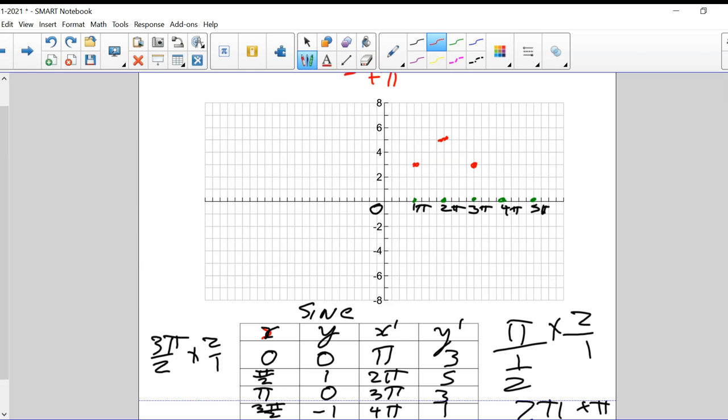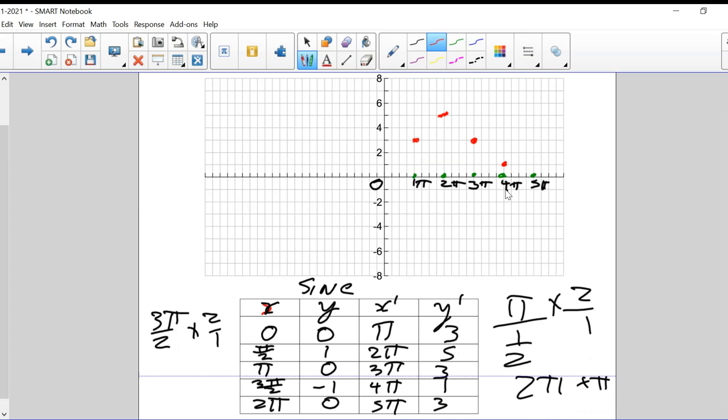At 4 pi I was at 1. And at 5 pi I was back up at 3. This is my sketch of the function. And I could continue that indefinitely in each direction. But that's just one cycle of the function, right? And how did I draw that?